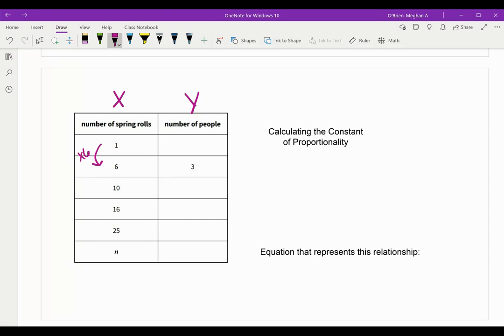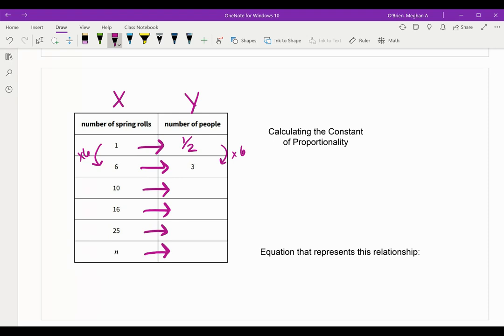We can look for patterns here if you're unsure. What times 6 is 3? Ooh, that one's tricky. It's going to be a small number, right? 1 spring roll is half of a person, which sounds weird. But the y value is half of the x value here. And so if I have 1 person, that would be half of a person. 6 people would be 3. Okay, and so on. So always look for patterns to help. You can always ask yourself, what's going on from x to y?